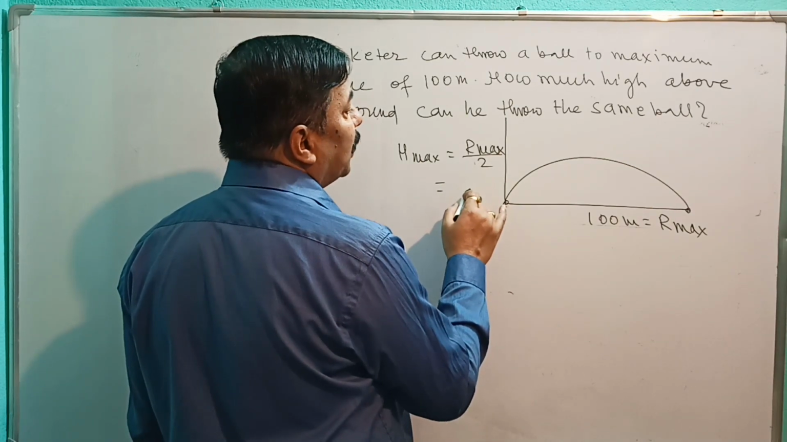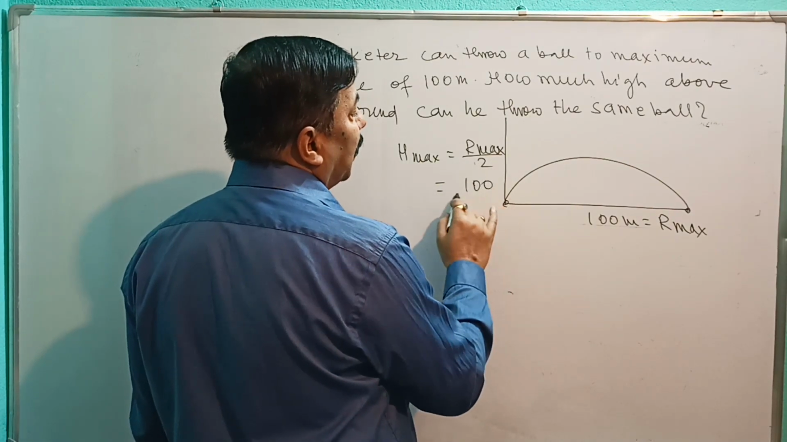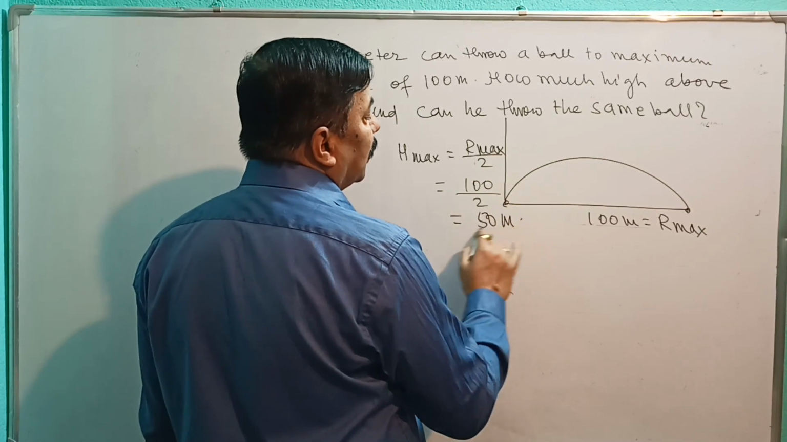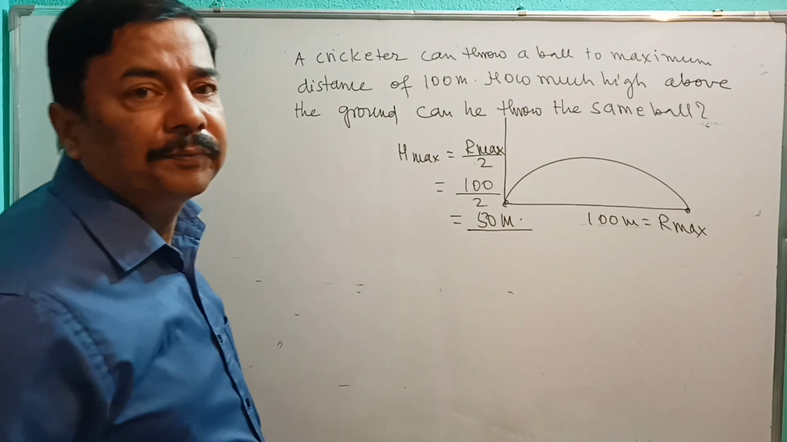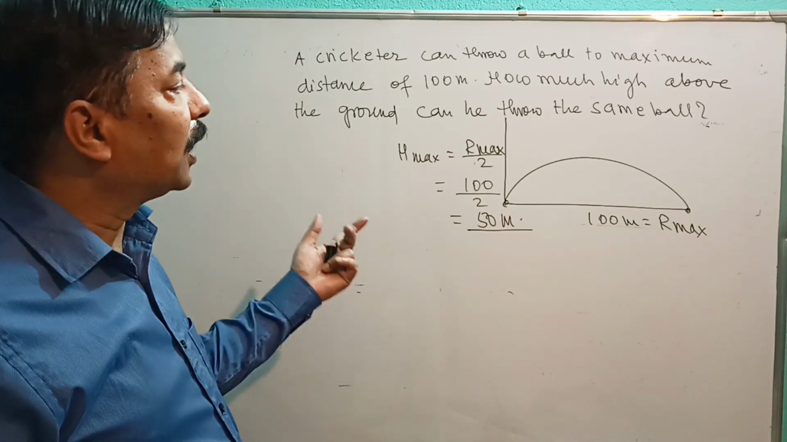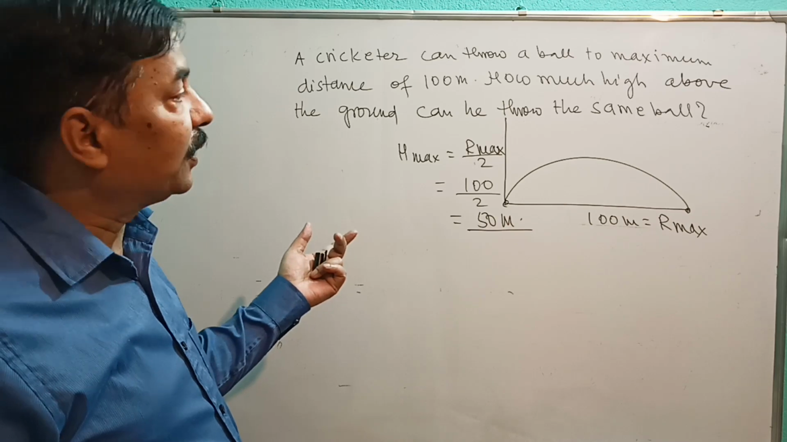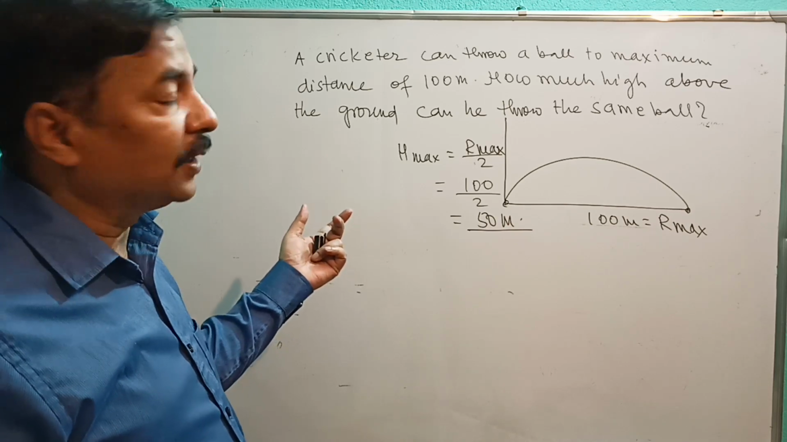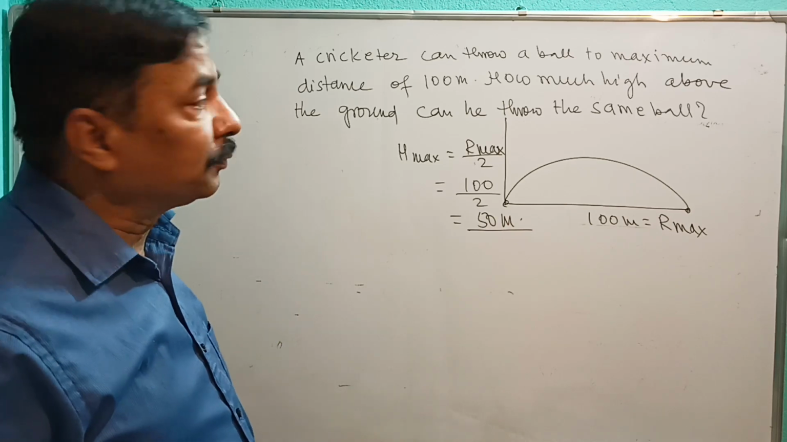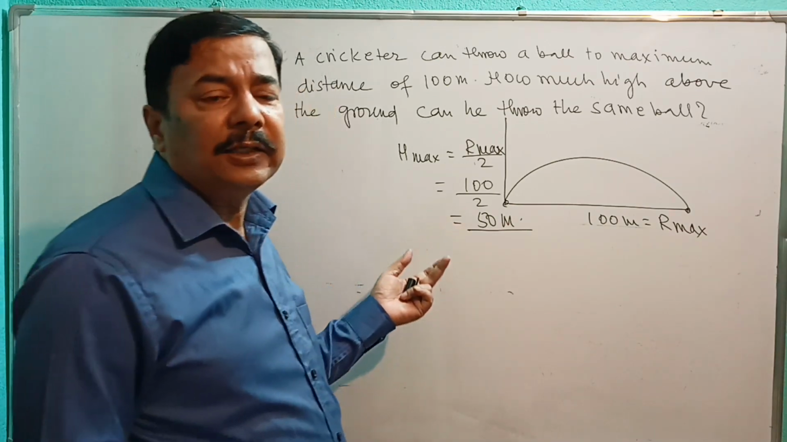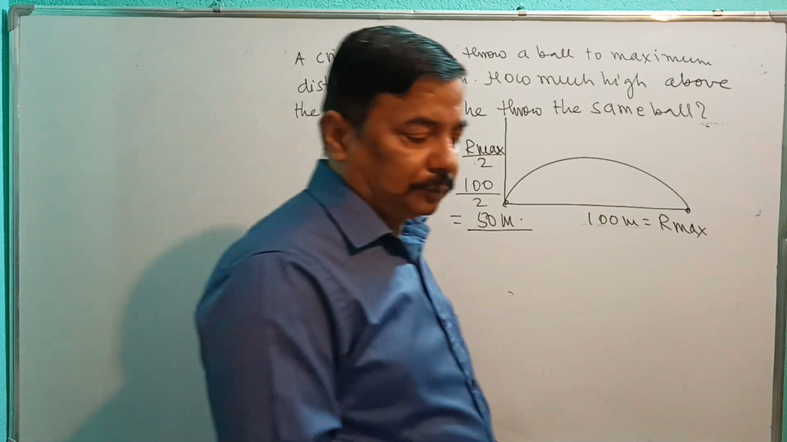So R max is how much? 100 by 2. So this is your 50 meter. Directly you can get the answer. Without losing the time, you can get the answer confidently, provided you have learned the previous theories and the discussions that I have made with you. So this can also be one type of question that is frequently being asked.